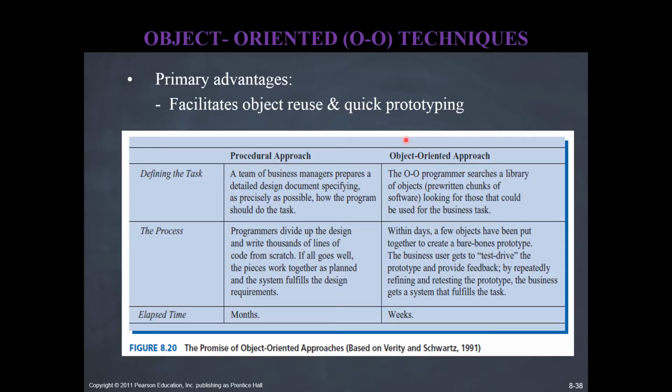Once an organizational problem is defined, the object-oriented programmers search a library of objects, let's say, in a particular programming language development environment. So objects are basically pre-written chunks of code, and they try to find the objects that will be relevant for the problem that was identified previously. And within days sometimes, a few objects are used or reused to put together a prototype of an information system solution. And then once this prototype is created, it's presented to business users to get their feedback, and then based on that feedback, other objects are added or existing objects are customized.